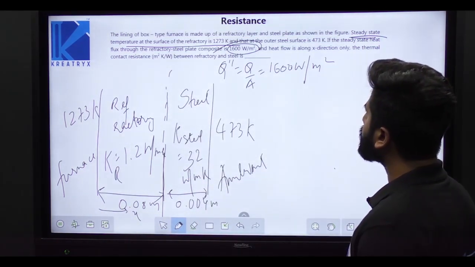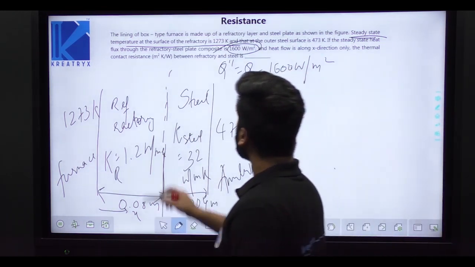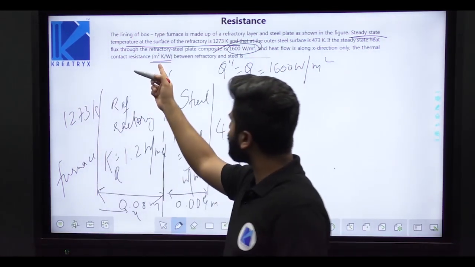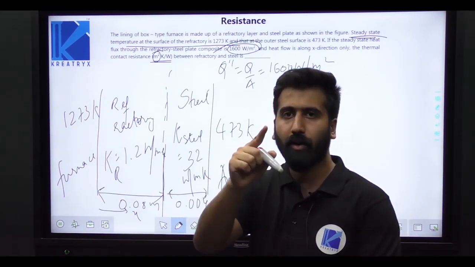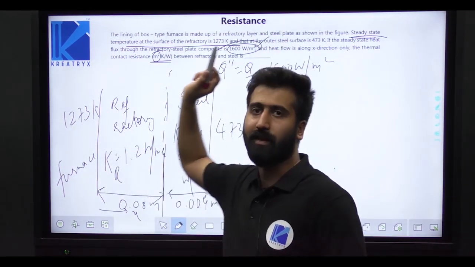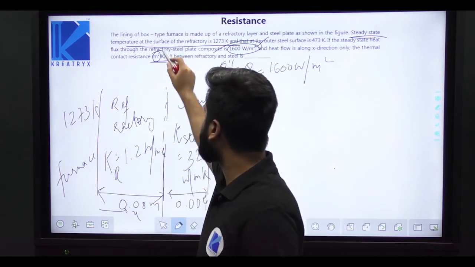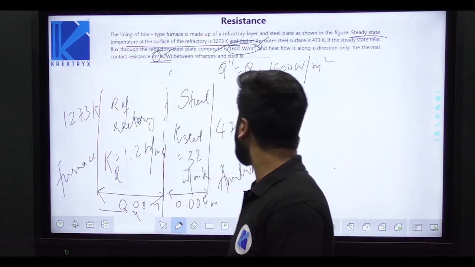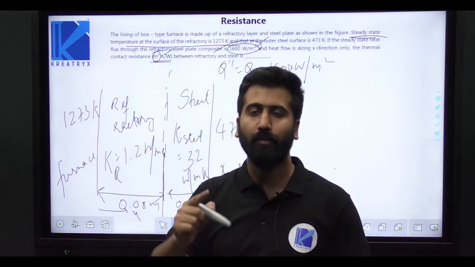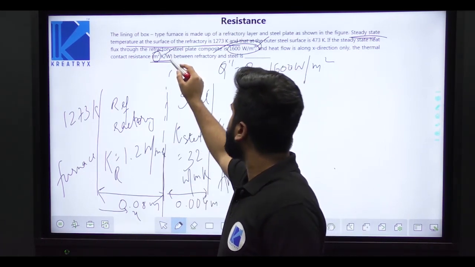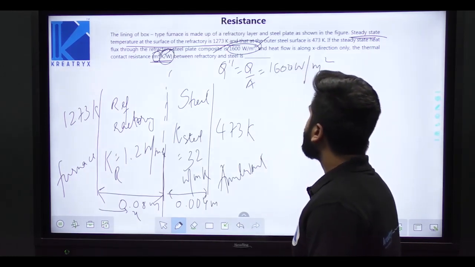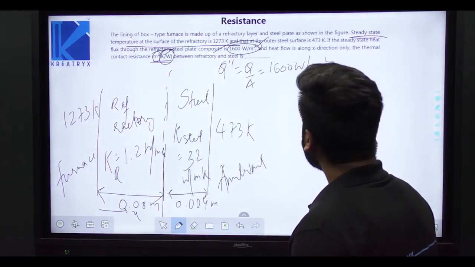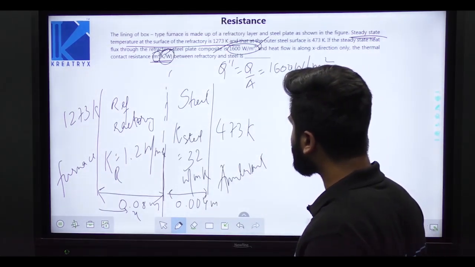The thermal contact resistance meter square Kelvin per watt. Why is this unit meter square Kelvin per watt? It should have been Kelvin per watt only, because here flux is given. When you balance the units, you will get this unit. If you were given only heat transfer rate in watt, then the units would have been Kelvin per watt. Okay. So the contact resistance you have to find. Okay, very simple, very basic question.